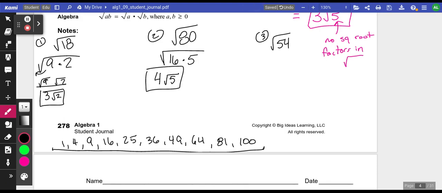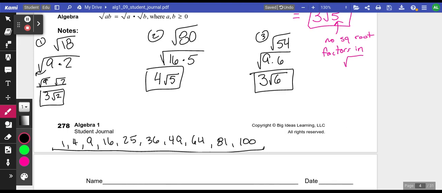Okay, 54. I have 9 times 6. So the square root of 9 is going to be 3. That 3 is going to come out of the square root sign, out of the radical. The 6 is just going to stay inside, right? You don't have any square root factors of 6, so there's nothing to simplify. You're just going to leave it just like that.